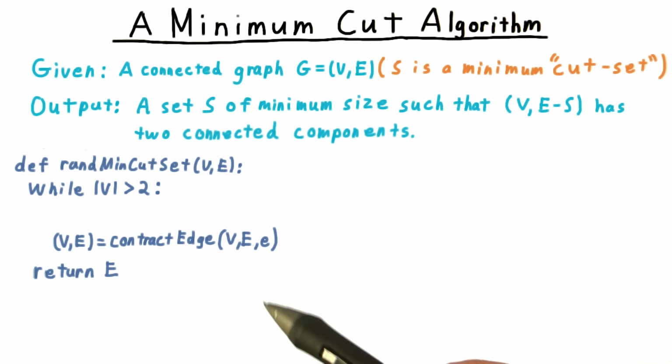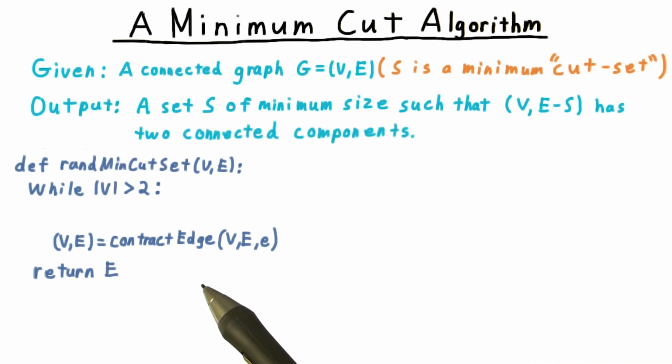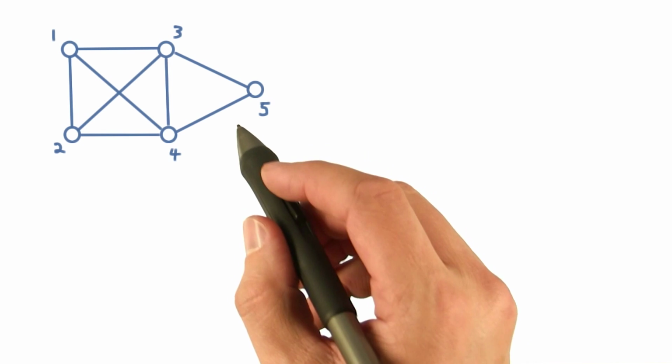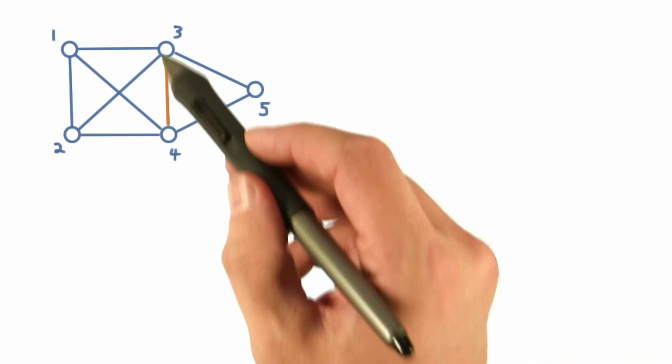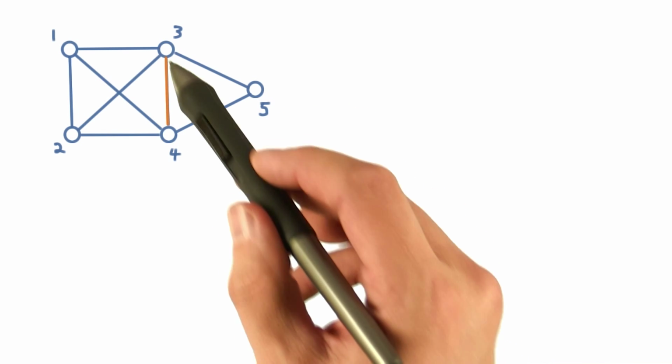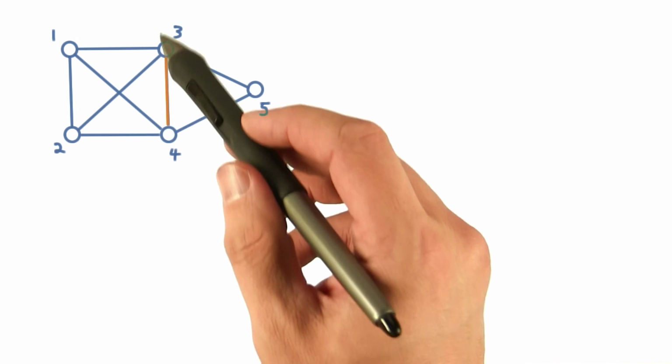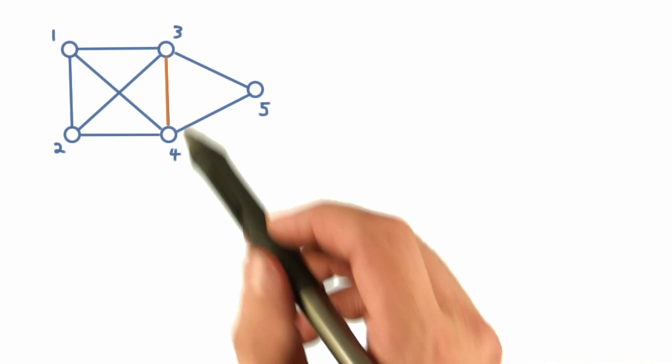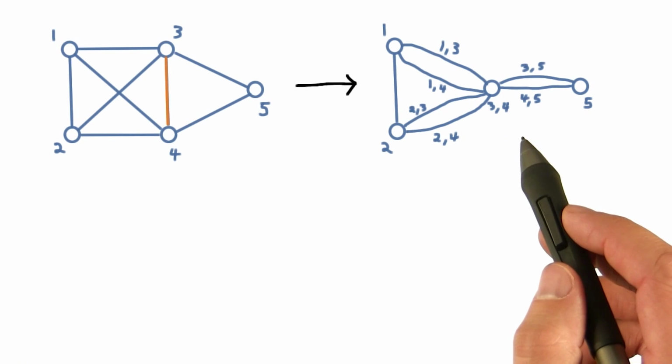The algorithm proceeds by repeatedly contracting edges so as to join two vertices together. And once there are only two vertices left, they define the partition. I'll illustrate with an example. Consider this graph, and suppose that we decide to contract this edge here. Then these two vertices are going to get collapsed into one, and we're going to delete this edge, like so.